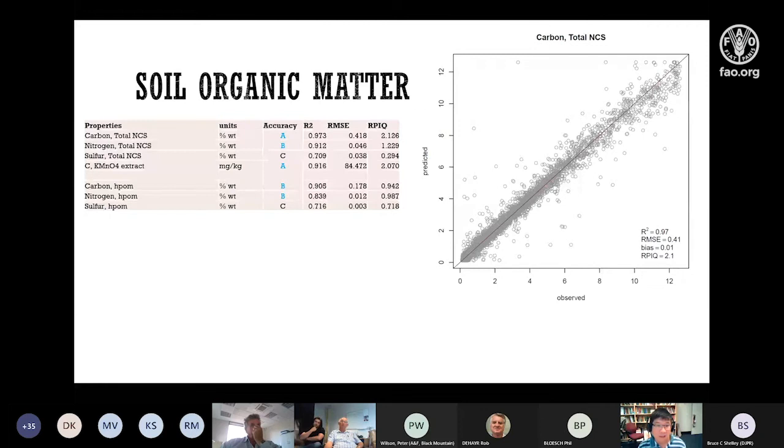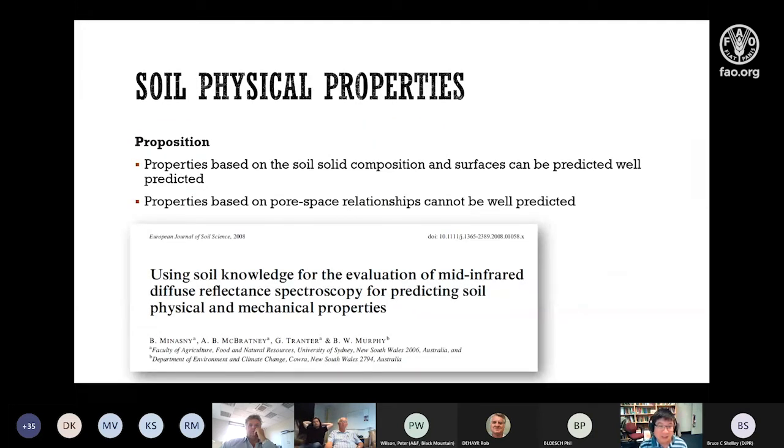And in terms of organic matter, we know well that carbon, nitrogen, different forms of carbon, even carbon in the particulate organic matter is well predicted. And I think that's about the chemistry. And then we look also at physical properties, and our proposition is that if it's based on the soil solid composition, whether it's related to the surface mineral or the organic minerals, it can be predicted well. But if it's something to do with pore space relationships, it shouldn't be. There is no reason why it can be predicted well.